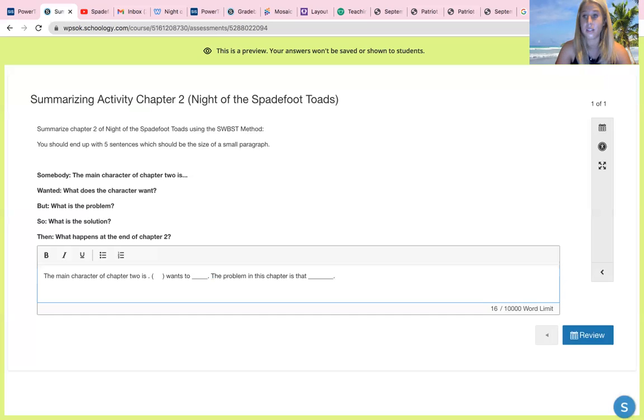Okay, so what is the solution? We want to fix it. So what can this character do to fix this problem? Or what could happen in the story that could fix this problem? So the main character, blah, blah, could form a relationship with Mrs. Tibbets. Obviously, right now, I am actually summarizing chapter 1.